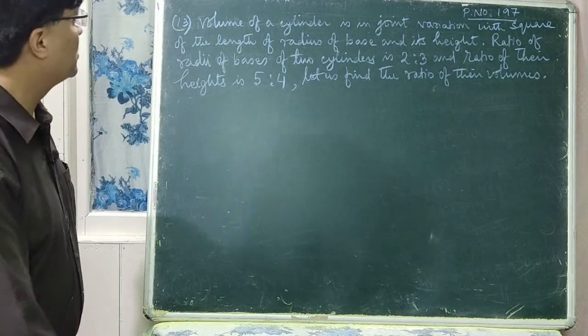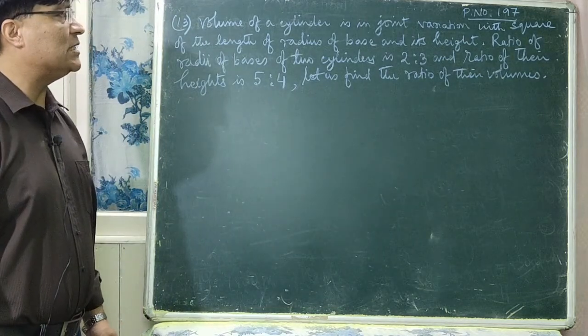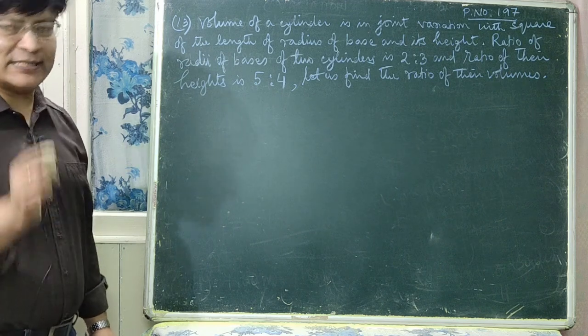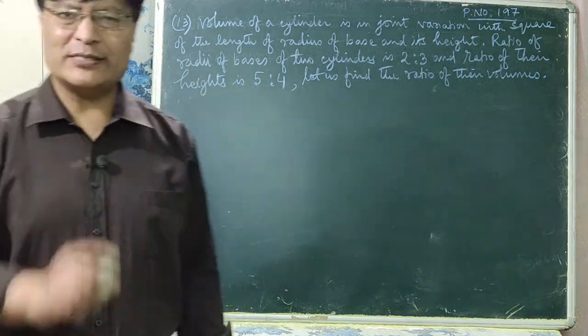The question is, volume of a cylinder is in joint variation with the square of the length of radius of the base and its height. So what is a cylinder?